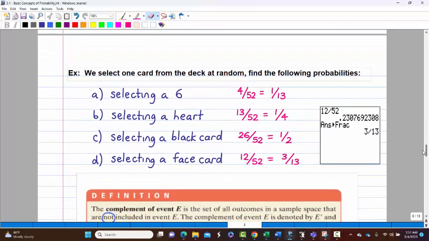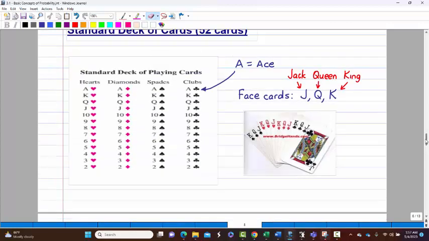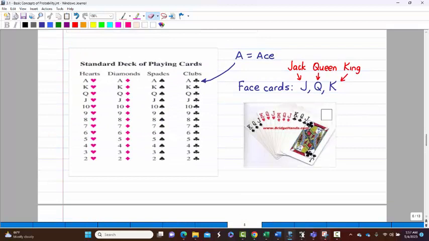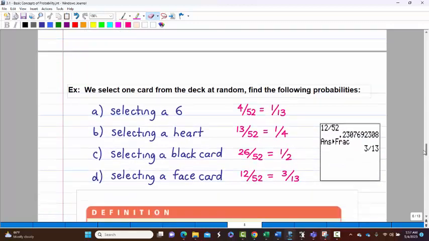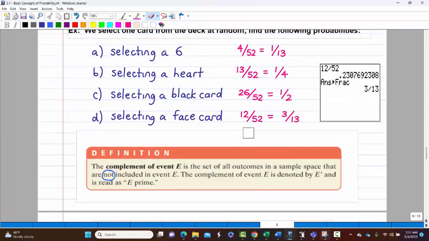And face card. Once again, the face cards are Jack, Queen, King. Here they all of them are listed out right there. But you can look at it as 4 Jacks, 4 Queens, 4 Kings. That is 12. 12 face cards. So it's 12 out of 52 and reduces to 3 over 13.